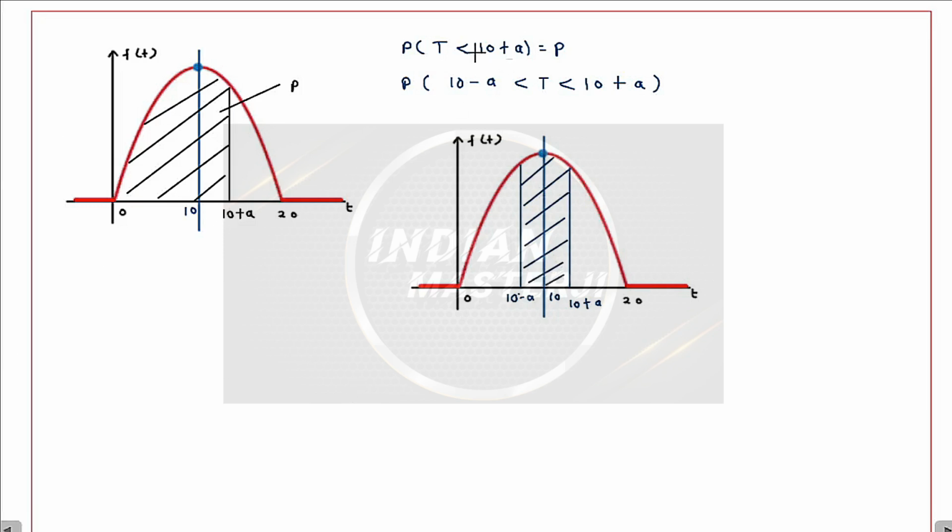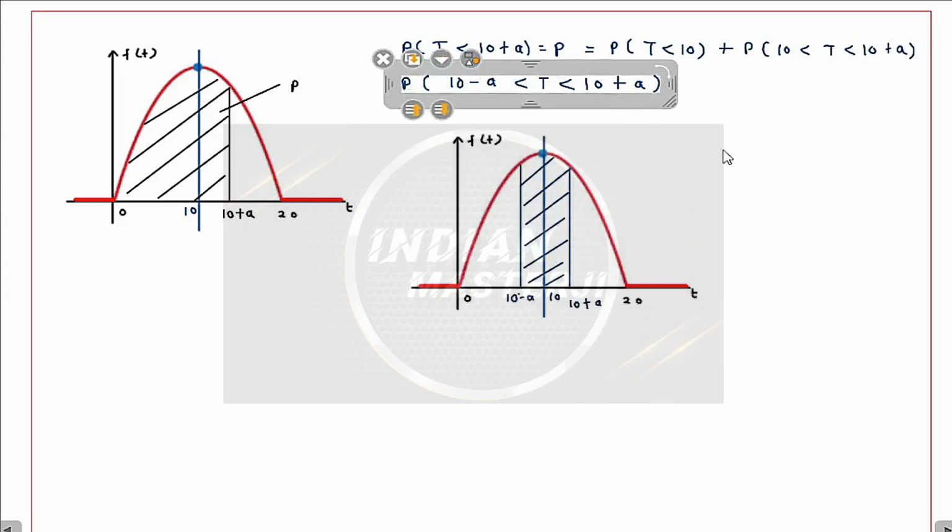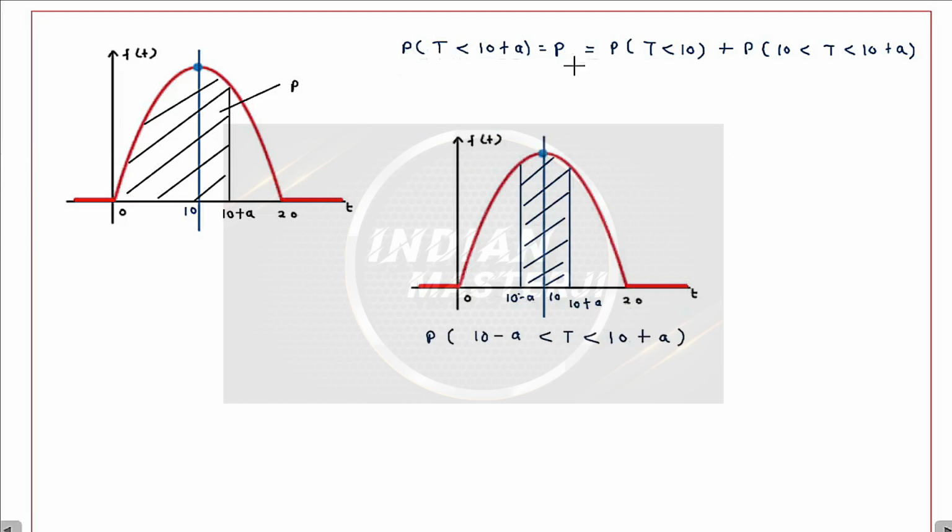Okay, so here if you see probability of t less than 10 plus a being equal to p will be equal to what? This is probability of t less than 10 plus probability of t between 10 and 10 plus a, correct? Let me bring this down. This is the part they are asking. So this is equal to what? Probability of t less than 10 basically will be equal to 0.5. Why 0.5? Because the graph being symmetrical about 10, to the left of 10 the area under the graph will be 0.5, and to the right of 10 the area under the graph will be 0.5, so that the total area is equal to 1, correct?